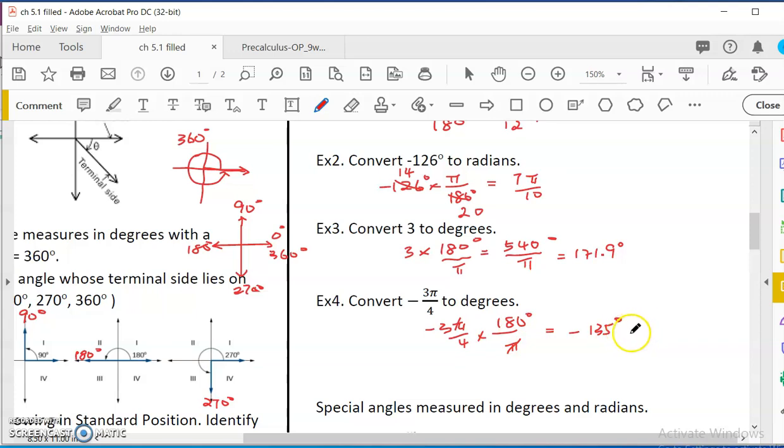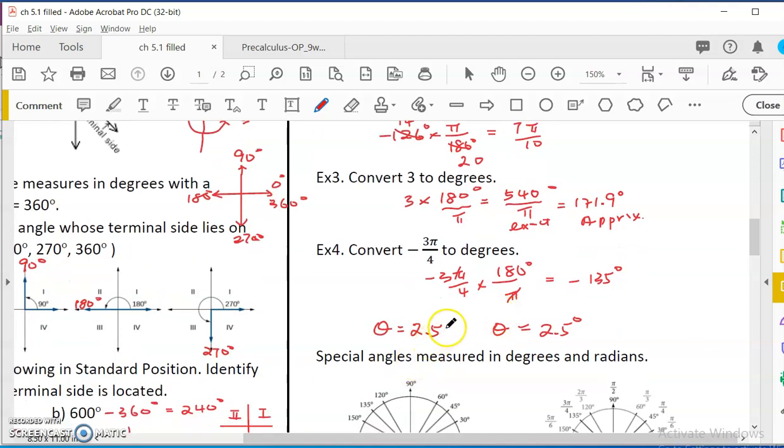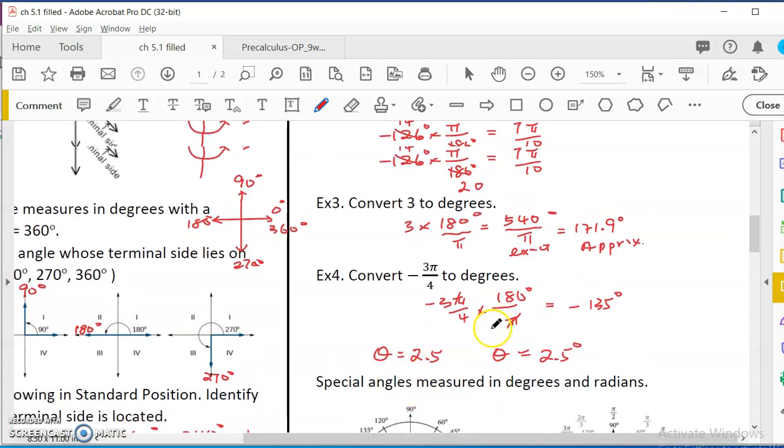So this is exact, but in this case this is the approximate value. And again, if you see an angle written like 2.5 with no degrees, it means it is radians. If someone writes 2.5 degrees, then it is in degrees. So just watch if there are any degrees. And I'll talk about how you can switch between degrees and radians in a calculator in the next video.